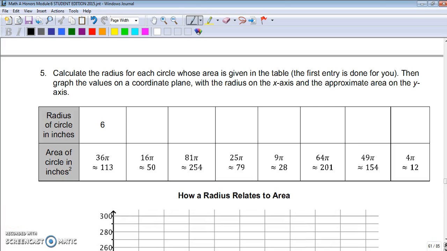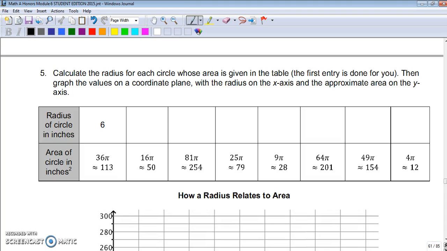This video is going to go over the 6.3a lesson, area of a circle. This is going to cover page 2, which involves one question with a table and a graph. Number 5 states, calculate the radius for each circle whose area is given in the table below. The first entry is done for you.